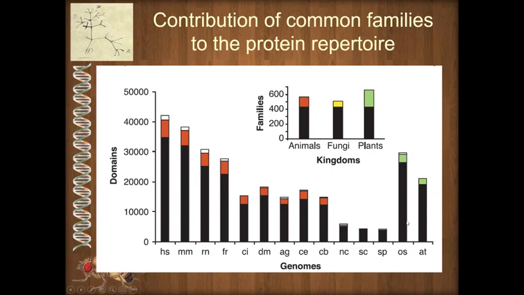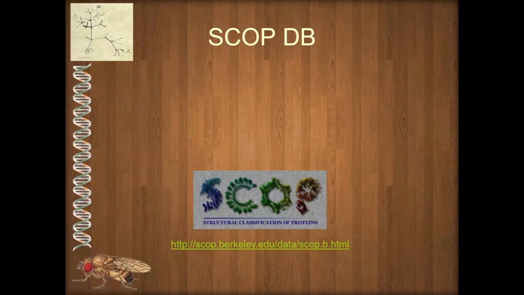And so we can think of a fairly common original repertoire of proteins that has since gone on to diversify and be more complex in some organisms than others, but we still can see these ancient evolutionary connections between proteins.